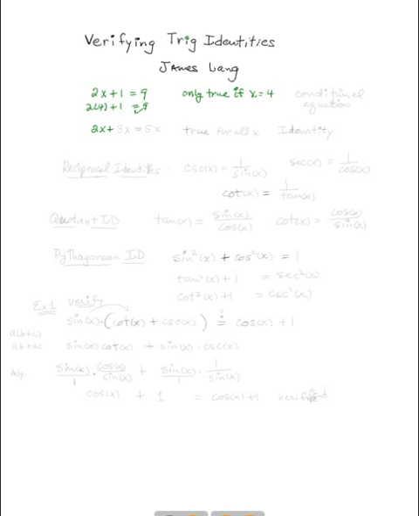2x plus 3x equals 5x. Now that's an equation because there's that equal sign. But this is different somehow. This is not just true for one value of x. This is true for all values of x.